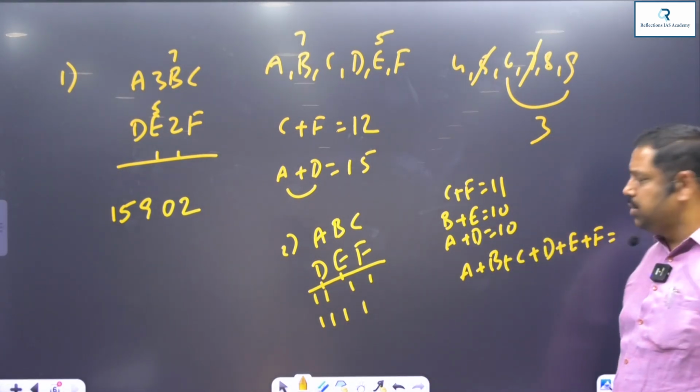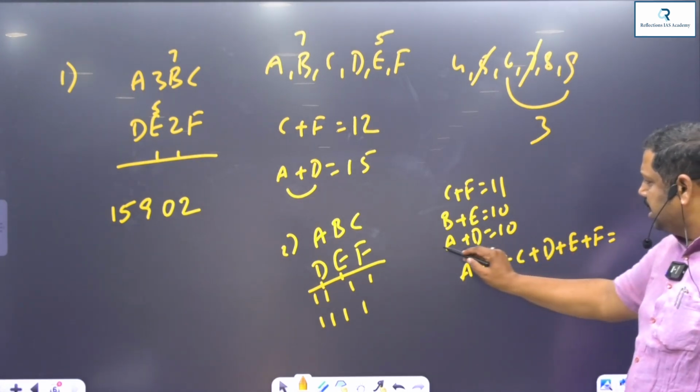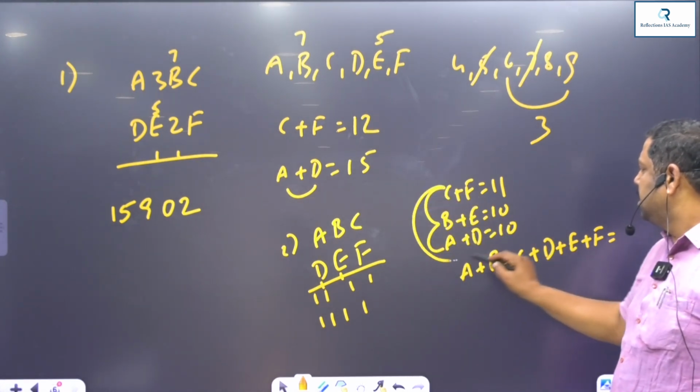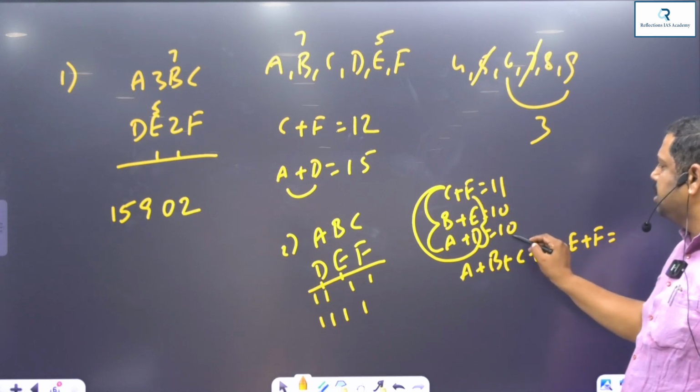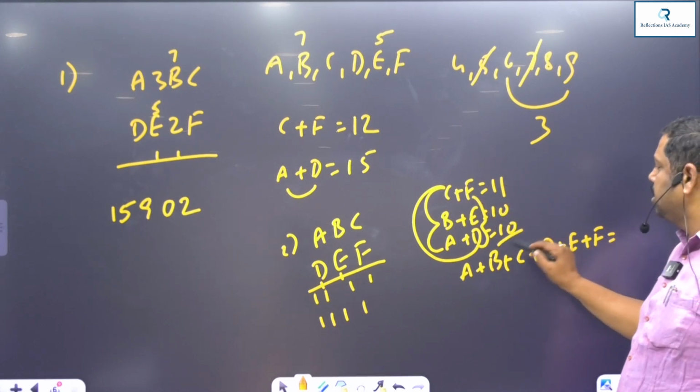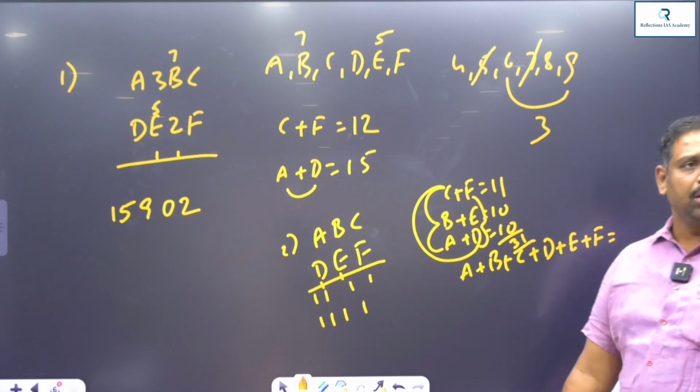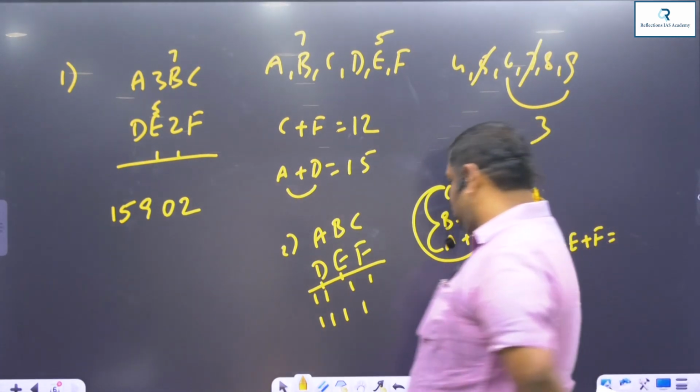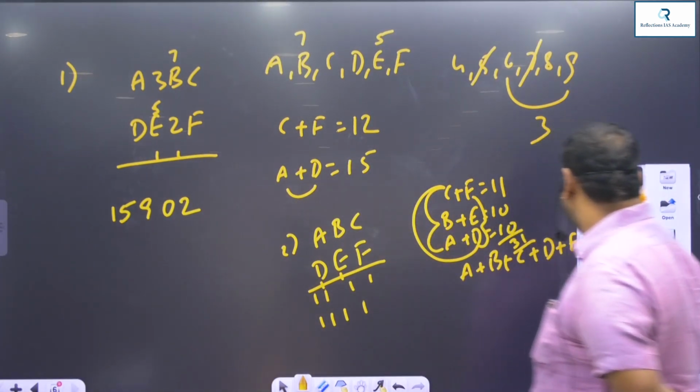So now the point you have to observe is, you want all the numbers, right? A plus B plus C plus D plus E plus F means just add all these numbers, right or wrong? So how much will you get? 31. Okay? Good.